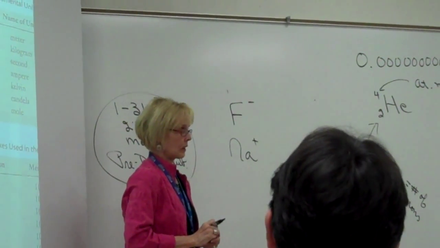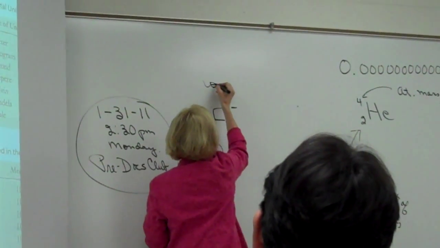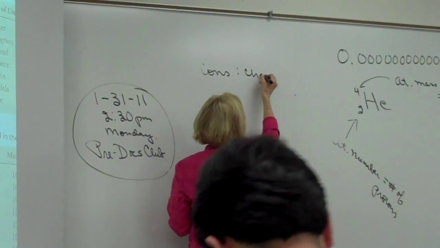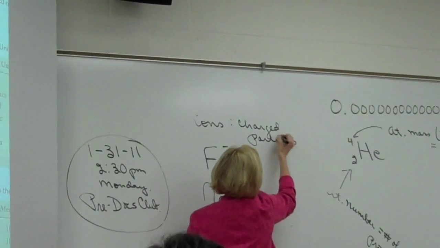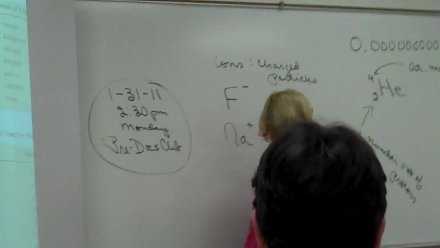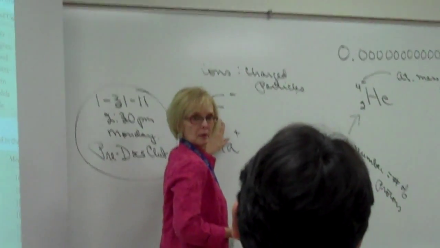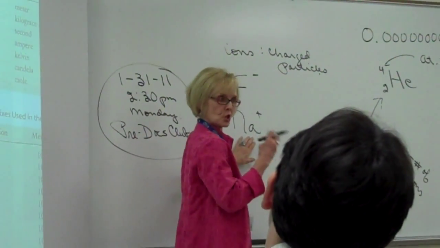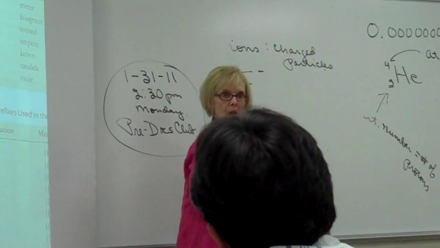That will be given. These, by the way, a preview of coming events, are called ions. Ions are charged particles. That is a neutral atom. This is an ion of fluorine, or called fluoride. This is an ion of sodium, so it's sodium ion, not just plain sodium. So the charges show there.